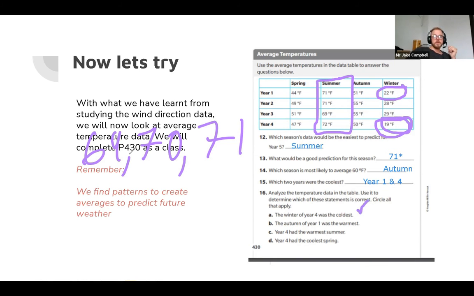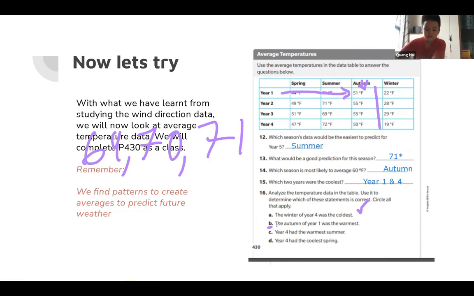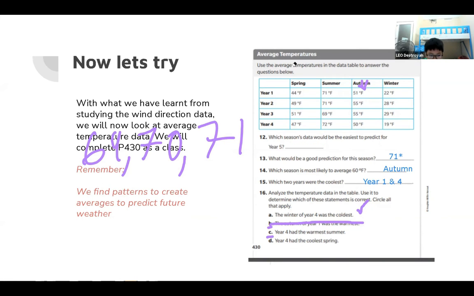So good job. Okay, Quang Hai, can you read 16b? The autumn of year 1 was the warmest. Okay, so is that true or false, Quang Hai? False. Yeah, false. That's it, buddy. Good job. So get rid of that. Okay, for Leo, can you read 16c? Look for the letter C. Let's check that. Look, year 4, summer, biggest number means hottest weather. So yeah, that is true.